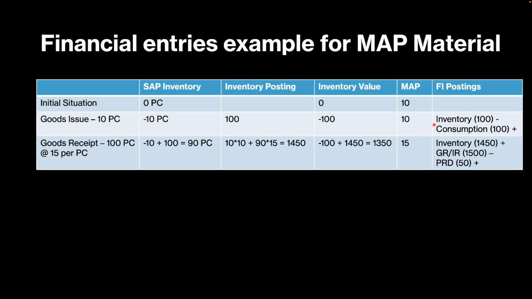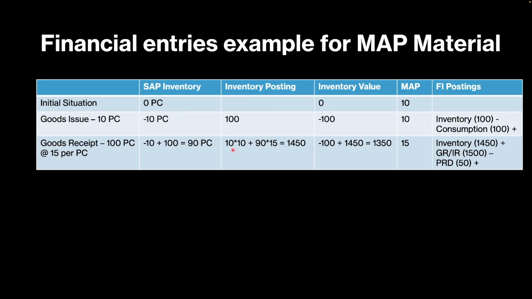You can see this financial entry was posted: a credit entry against inventory and a debit entry against the consumption account. Then finally we did a goods receipt for 100 pieces at 15 rupees per piece. We entered this unit price in the purchase order. So our final quantity became minus 10 plus 100, that is 90 numbers. Now whenever you post a goods receipt against a purchase order, the value is taken from the PO and multiplied with the quantity.